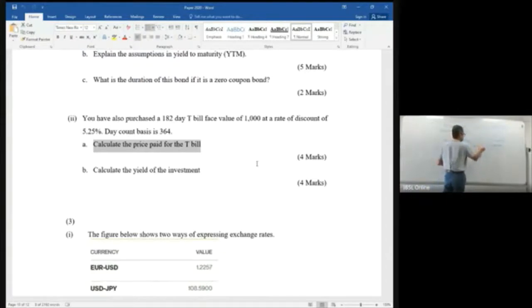Number of days into 360. Yield is calculated based on the price that we pay and the difference, or the earning, that we get for that. So basically this is the discount, that is 26.25, divided by 973.75.